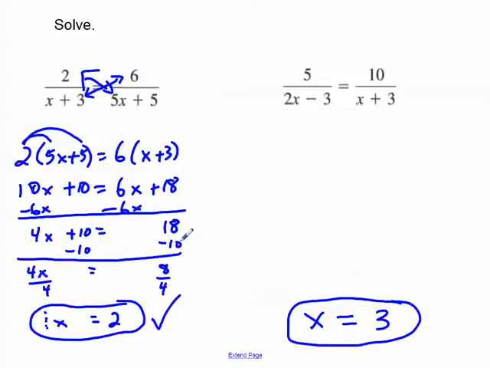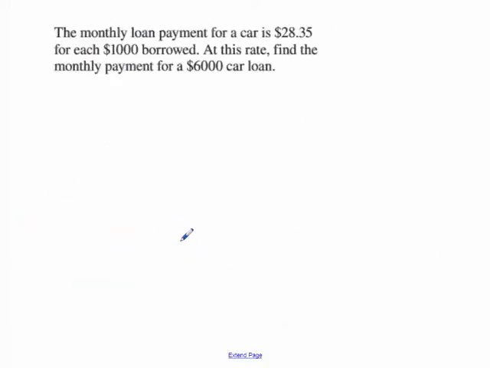Let's fast forward through stuff we've done already and take a look at another example. A monthly loan payment for a car is $28.35 for each $1,000 borrowed. At this rate, there's a rate. Find the monthly payment for a $6,000 car loan. All right, well, we've got a rate. They're telling us we've got a rate. Here's a rate. Monthly loan payment for a car is $28.35 for each $1,000 borrowed.